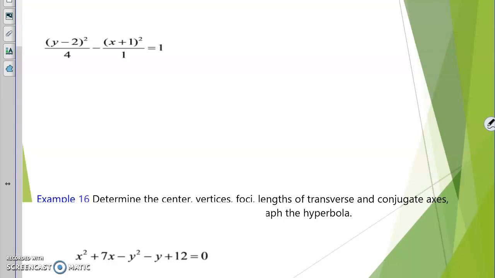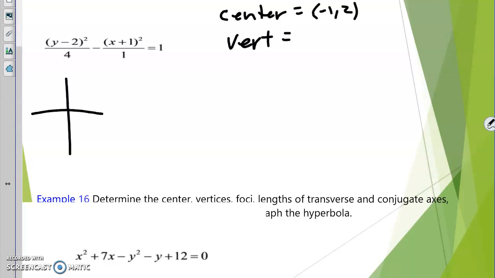Since this one is already in the nice form, I'm going to start with the center at -1, 2. My vertices are going to be a distance of 2 from that. If I make a picture of this, I have -1, 2, there's my center. Oh, I'm not even going to finish this. I'm going to start the next video and do the rest of this one there. So we're going to shut this down.